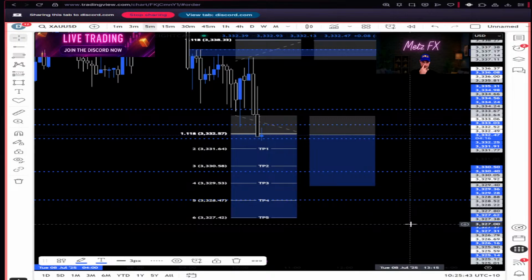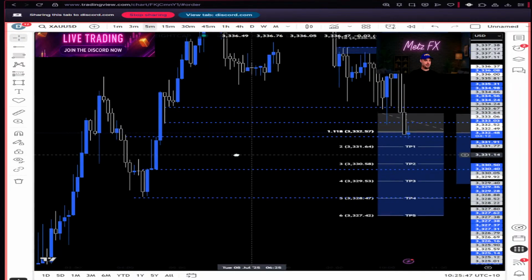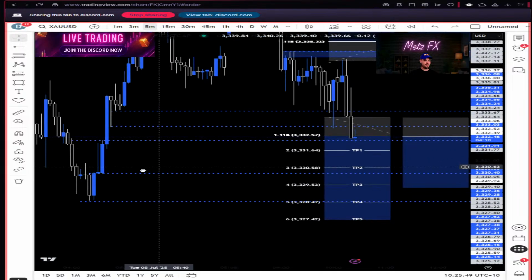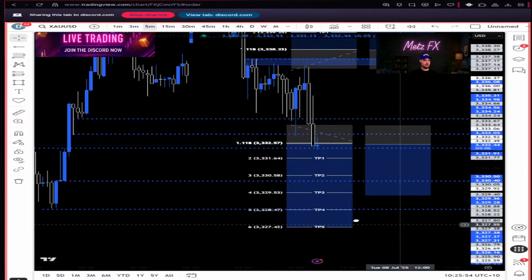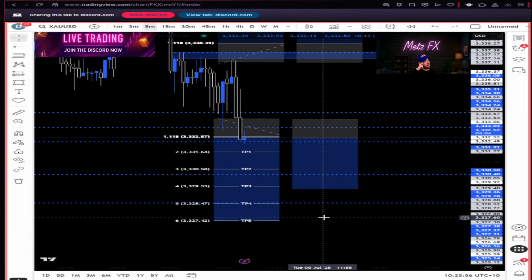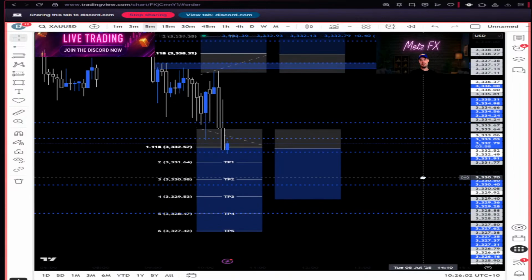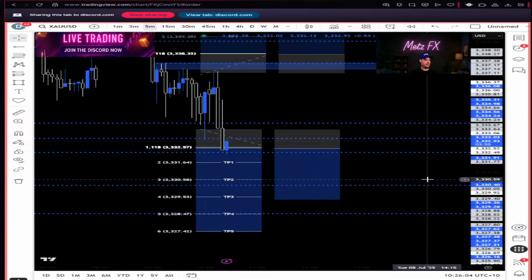If we can break past this imbalance, we should get a decent push, I would say. There's nothing really else in between it. This level here, but that should be okay. Just need to break through this imbalance. Would be nice. If not, it is what it is. We live to fight another day.